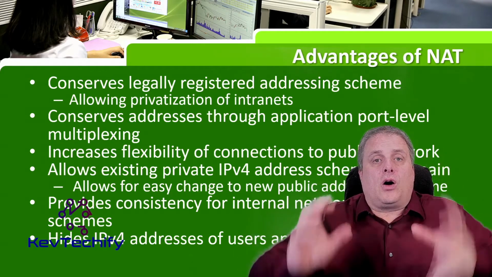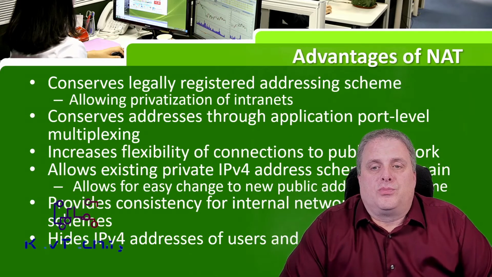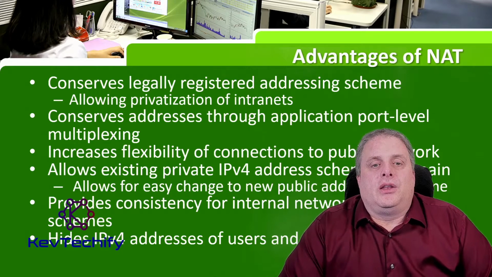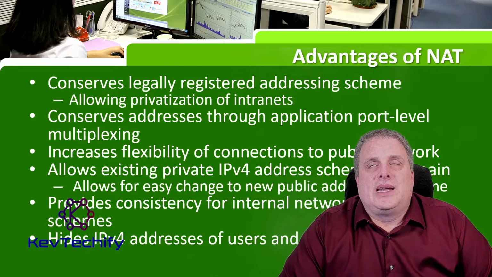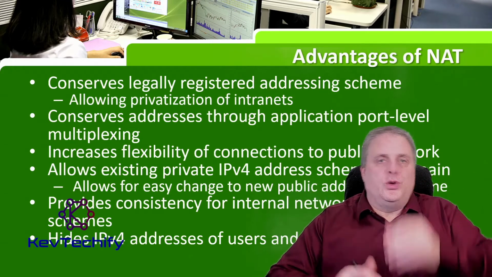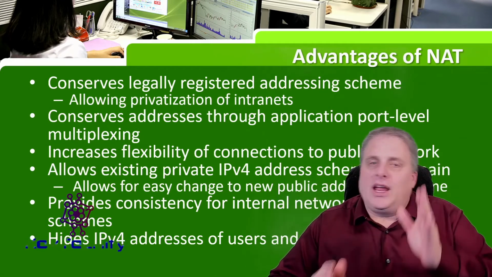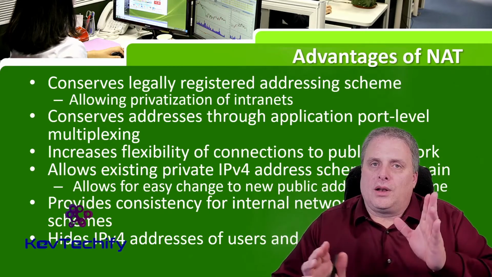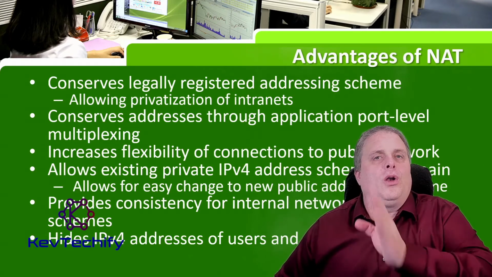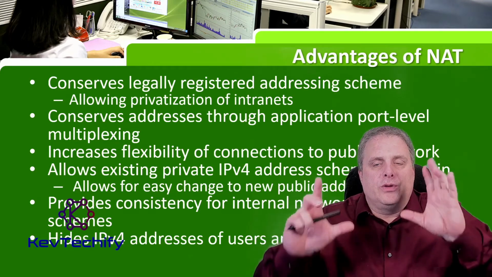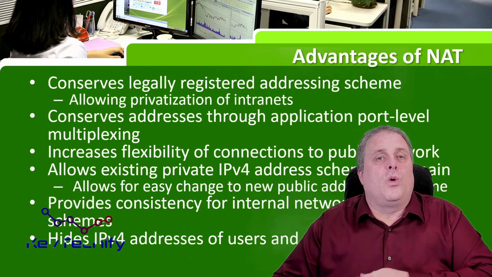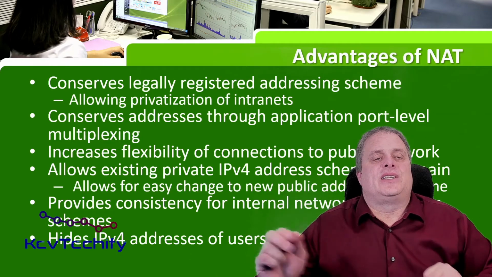Now, it also conserves addresses through port level multiplexing. What that means is in your application, you can use multiple ports, multiple layer 4 ports. Think of the web browser. You can open up multiple tabs. You don't have to have an IP address for each one. What your web browser does is randomly generate a different port number for each one. And so you use the IP address of your device, and each tab then gets its own port number to send and receive information.